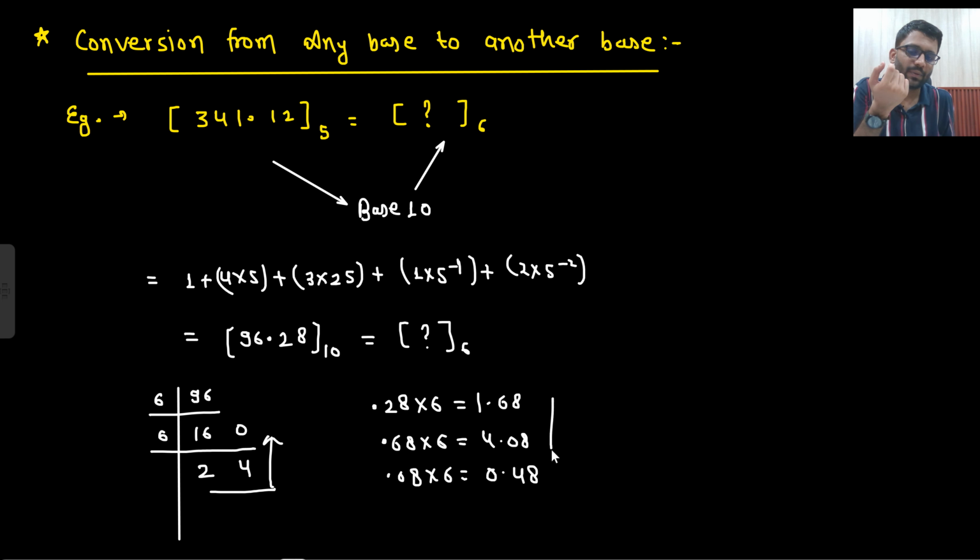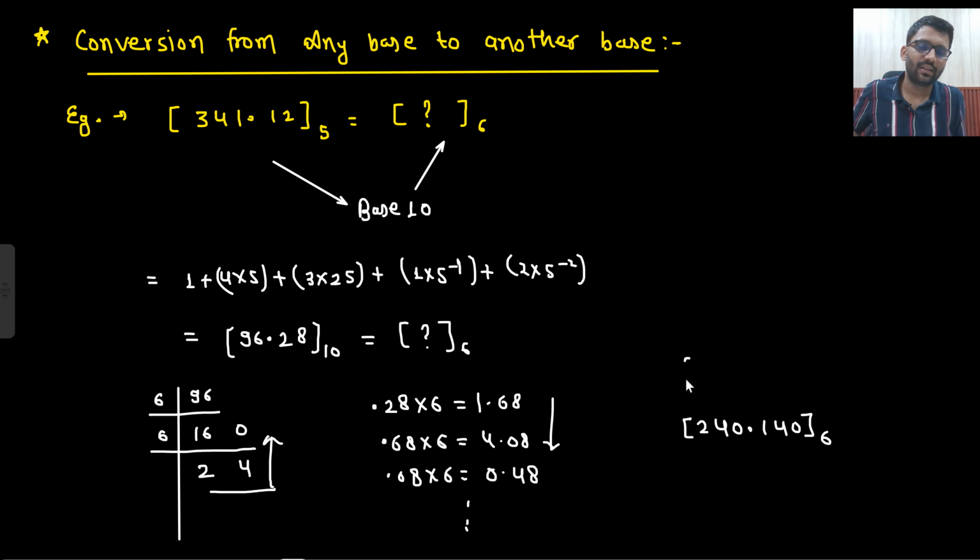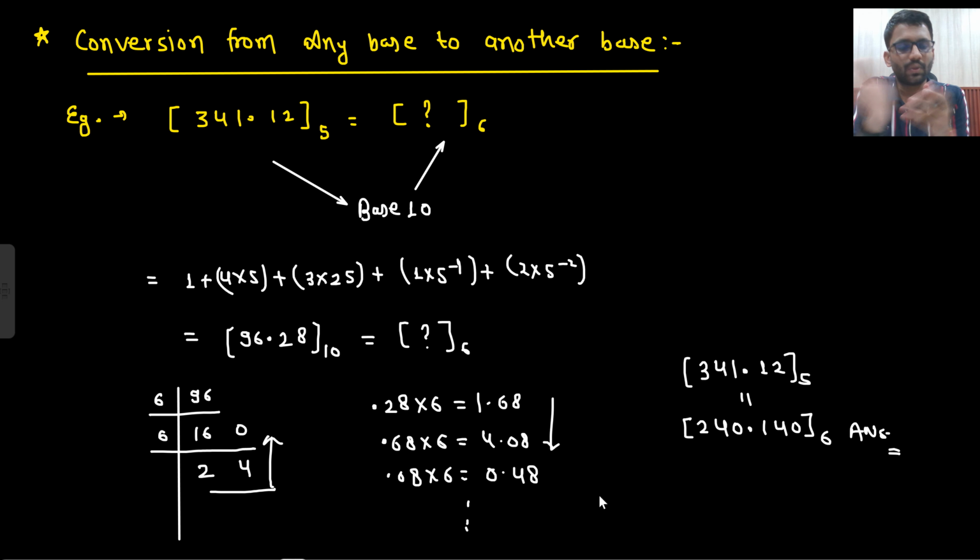Then in that manner it can go. So we will write downward. So what that number would be? 240.140 in base 6. So basically 314.12 in base 5 is equivalent to 240.140. That's the answer. So this is how you can convert any base to another base. First we converted it to decimal, then we will go to the other base. Okay, so that's the way we can proceed. I hope calculations are perfect.